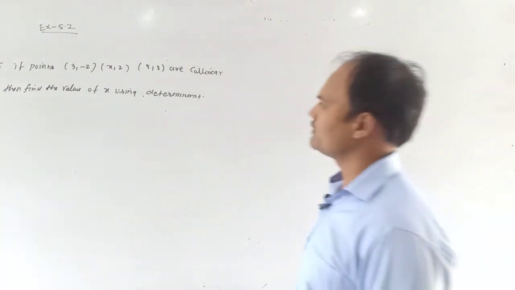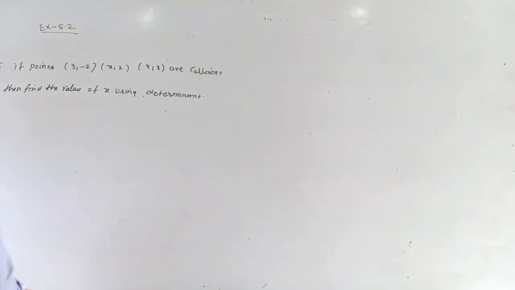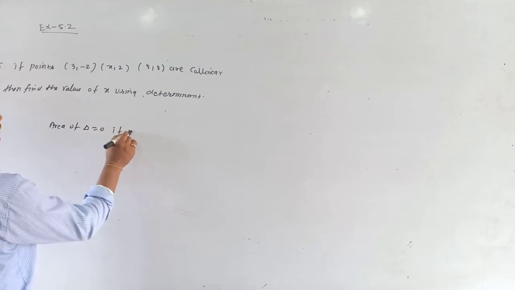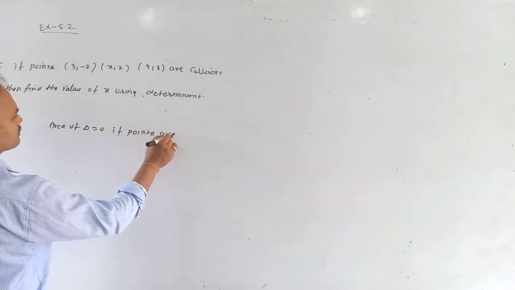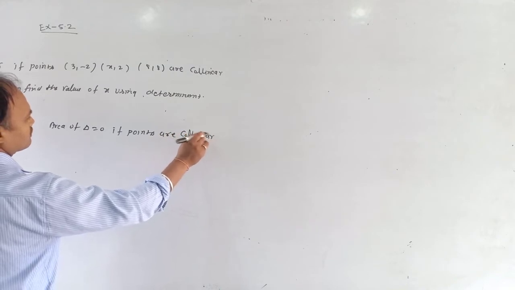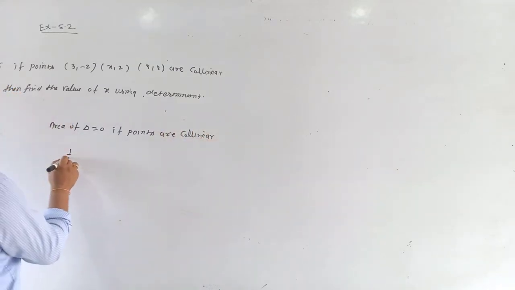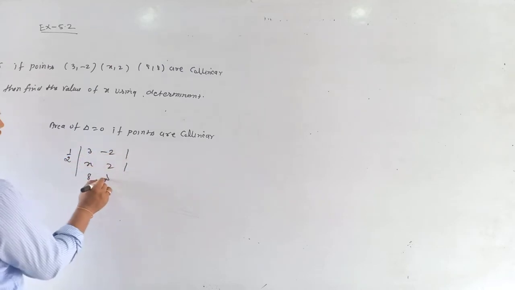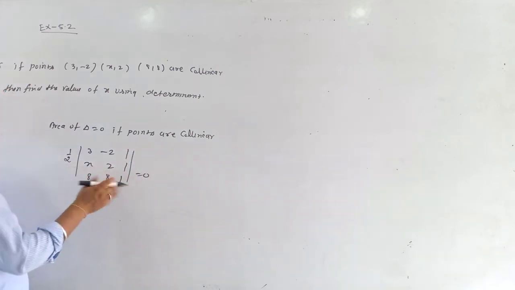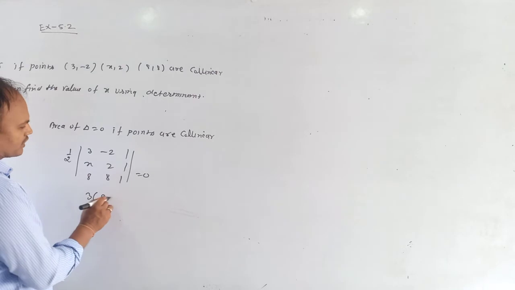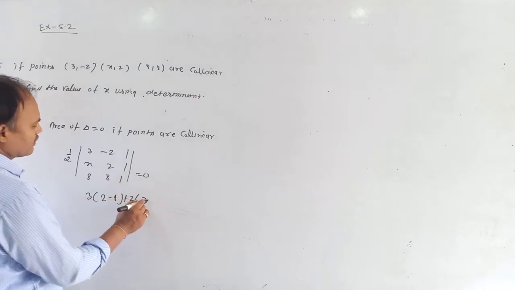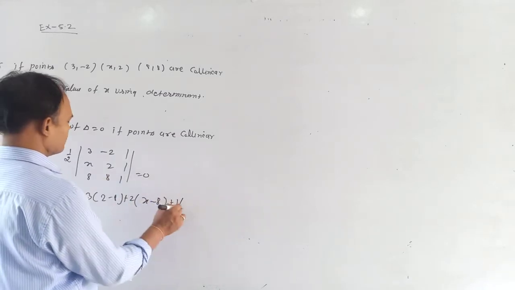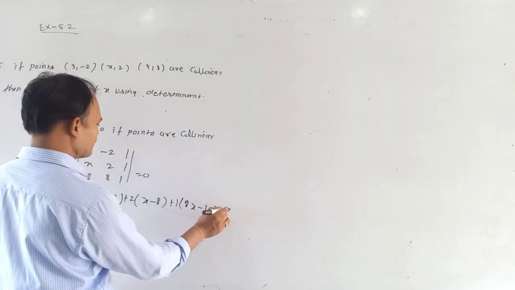So it is a very simple question, students. Why? Because the area of triangle equals 0 if points are collinear. So area of triangle, 1 by 2 times the determinant with rows 3, minus 2, 1; x, 2, 1; 8, 8, 1 equals 0. So 1 by 2 is a 0. So it is 3 times 2 minus 8, plus 2 times x minus 8, plus 1 times 8x minus 16 equals 0.